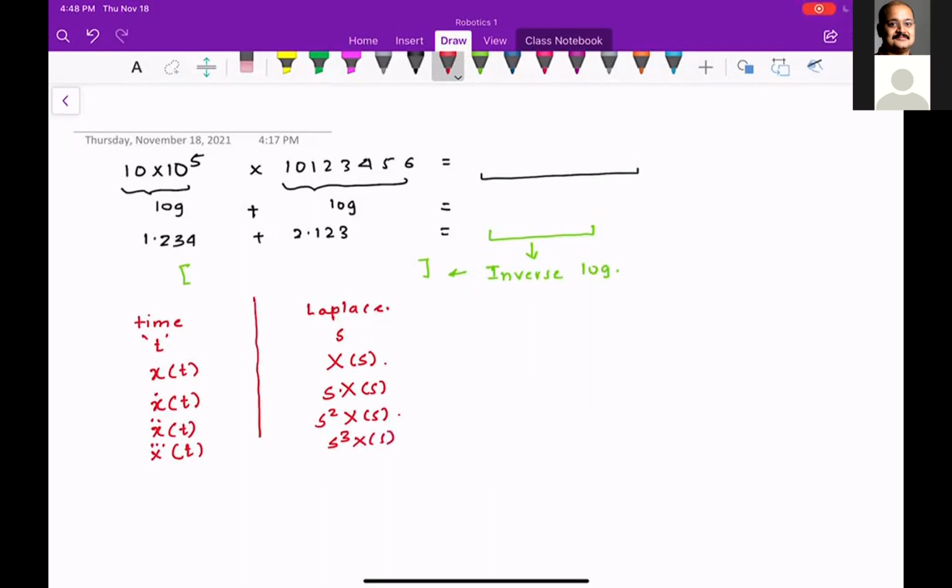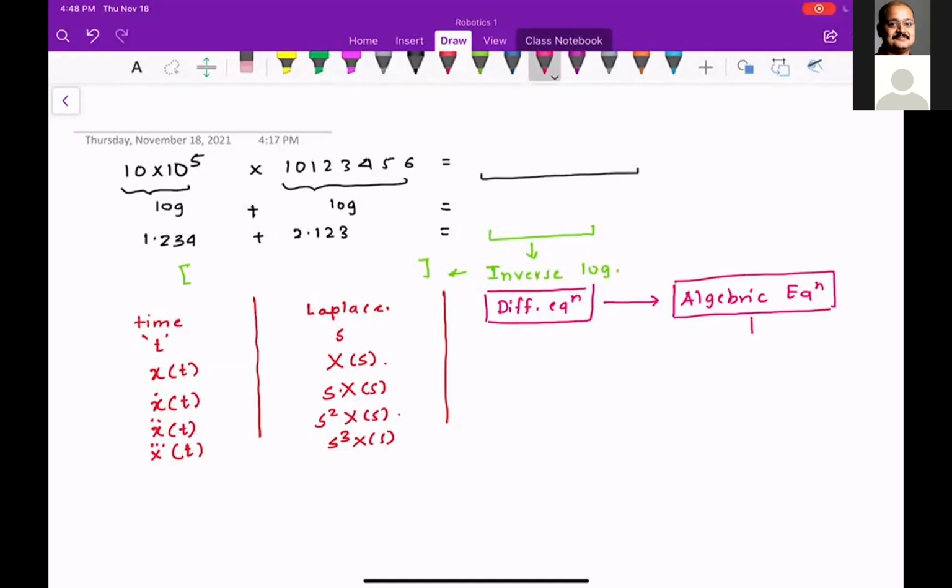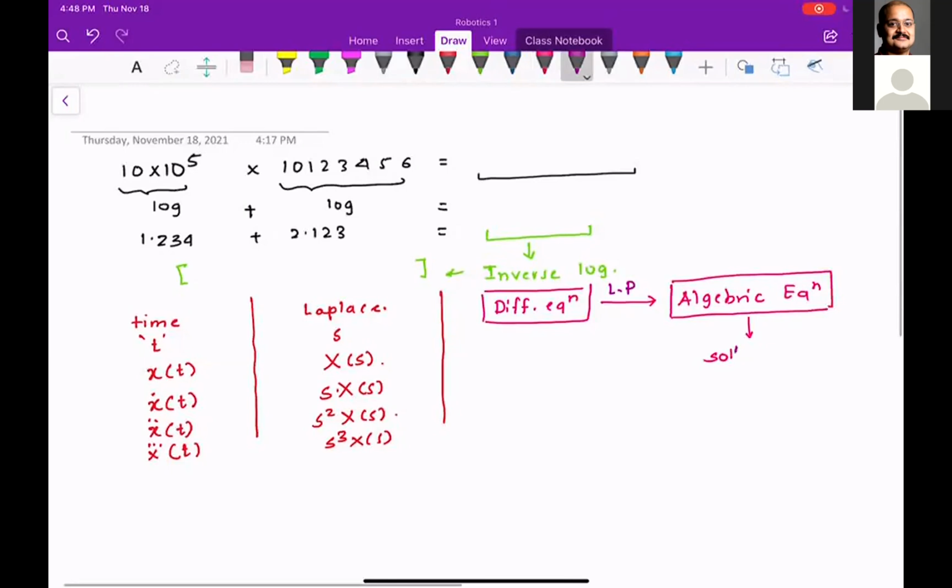Now, what is the advantage of this transformation? I just want to tell you what this transformation does. Laplace transform takes the differential equation and converts it into an algebraic equation. And what we do is we solve this algebraic equation. I'm going to say LP, which is the Laplace transform. We solve this algebraic equation and then use the inverse Laplace transform to find the solution of the differential equation.